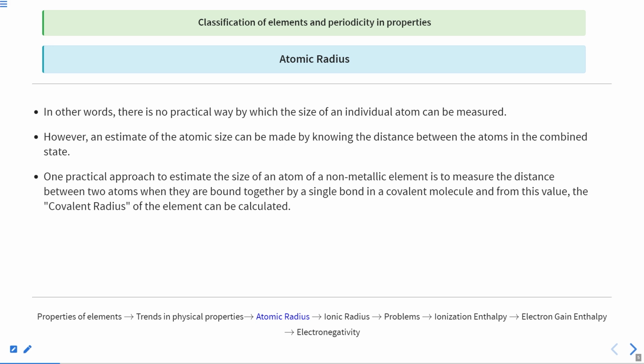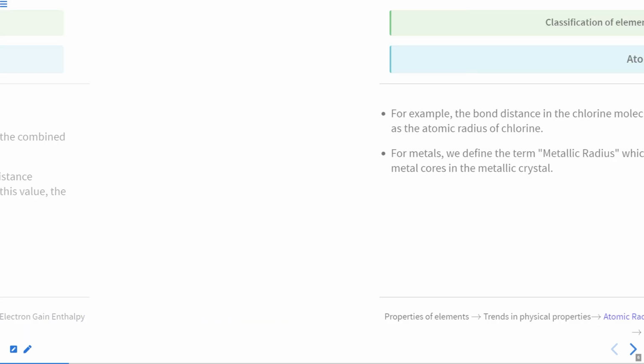So what is said here is that you cannot determine the atomic radius by studying a single atom because the boundary is not visible, or it is very blurry, because it is not precise. So for that, what do we do? We just measure the distance between the nuclei. A practical approach to estimate the size of an atom is to measure the distance between atoms which are connected by a single bond, and from this the covalent radius of the element can be calculated. So this is possible.